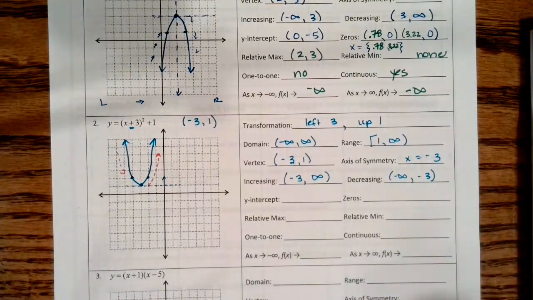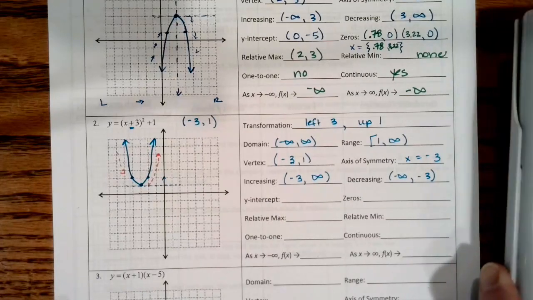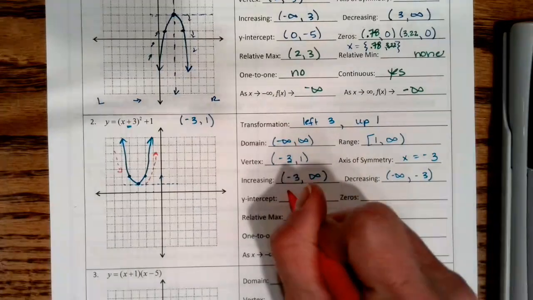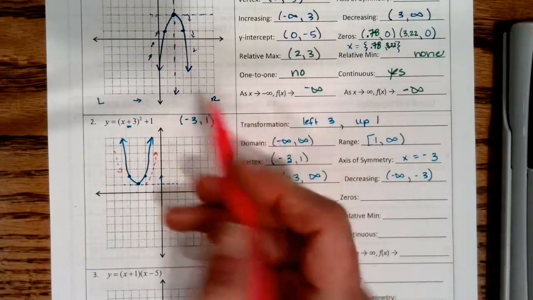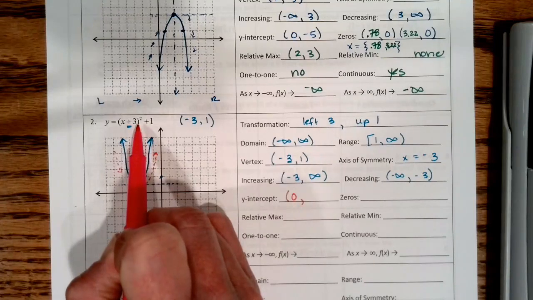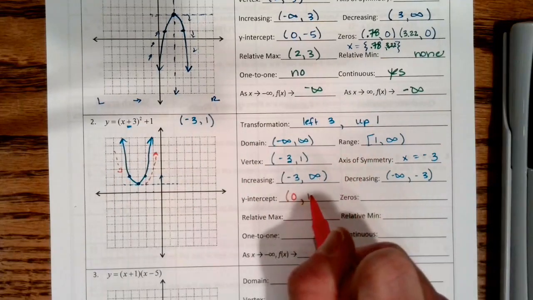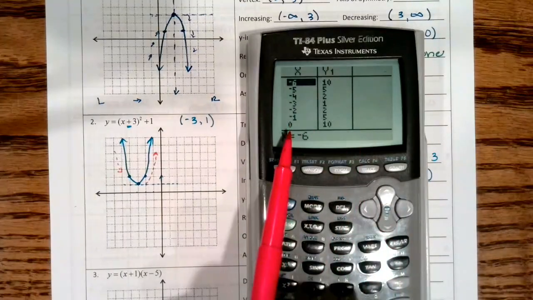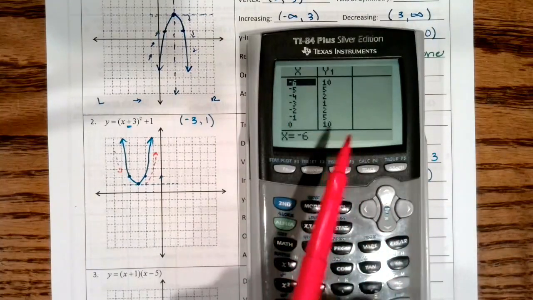My y-intercept is going to be the output when the input is 0. Two ways of solving that. Input of 0: I can put 0 in here. 0 plus 3 is 3. 3 squared is 9. 9 plus 1 is 10. Or I could look at my calculator and see 0 as an input. It gives me 10 as an output.